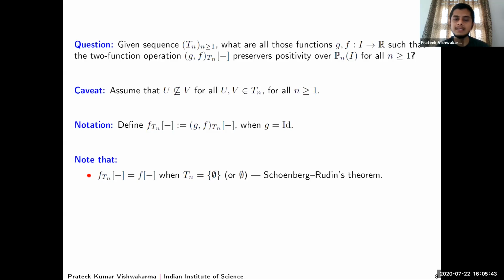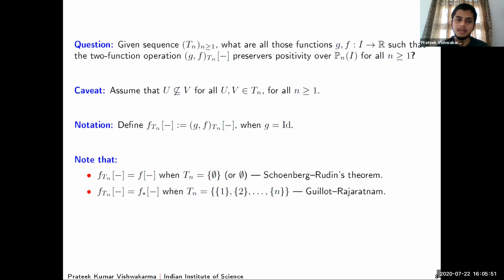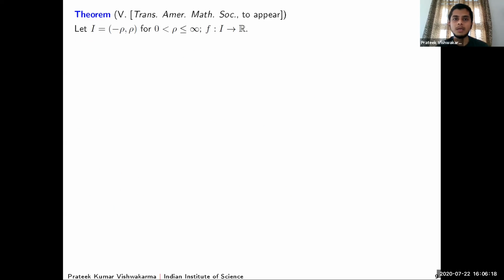Note that when Tn is the empty set, the function f operates on all of the entries, which leads us to the Schoenberg-Rudin theorem. And when Tn is the set of all the singleton subsets of the set bracket n, the function f operates on all the off-diagonal entries, which leads us to the Guillot-Rajaratnam result. And in both of these cases, as we have seen, the preservers are absolutely monotonic. Now, to look at the new preservers where Tn's are different from these two cases, we look at this result.